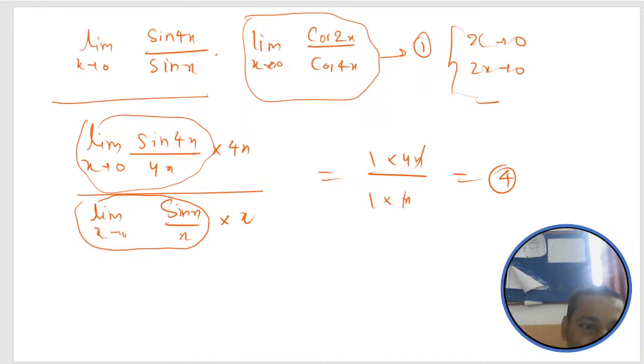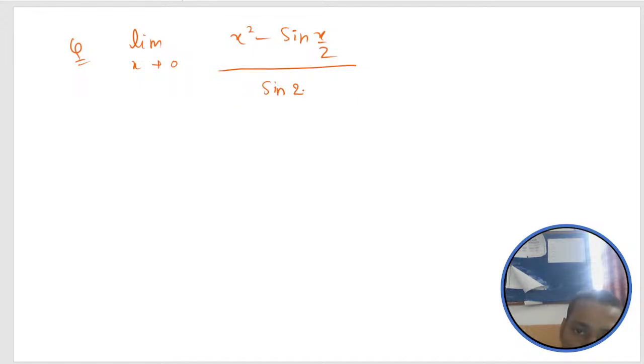So the next question is: limit x tending to 0 of (x square minus sin(x/2)) divided by sin 2x. Vaishnavi and Ayush, try to solve this question and then I will solve.